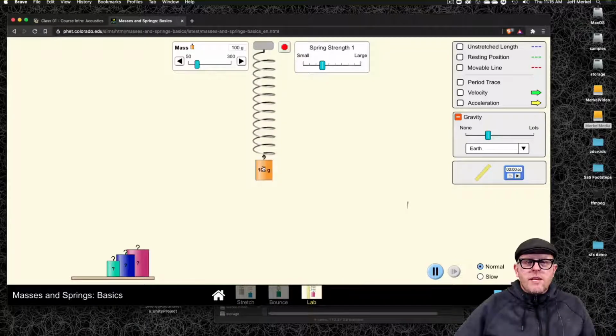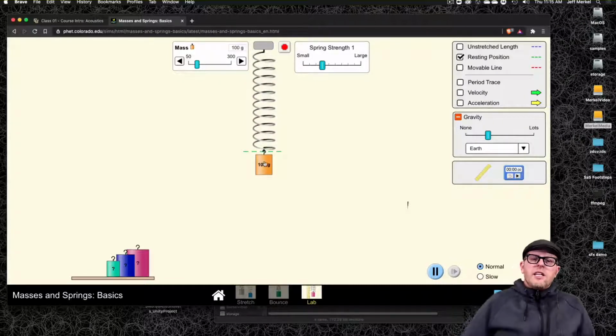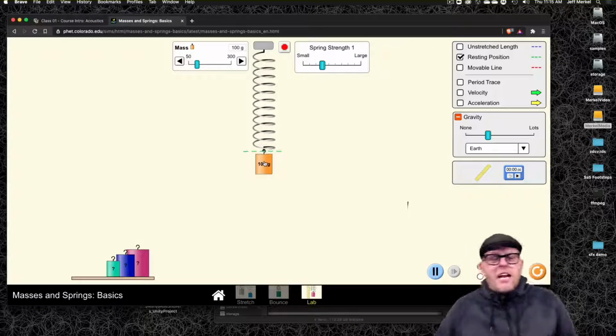See if I can find the middle point right here. Let's just do the resting position. Okay. Let's pull this off and drag it back on here. Cool. It's going to move a little bit right here, but I can't stop that thing.